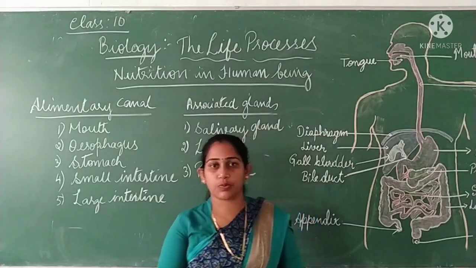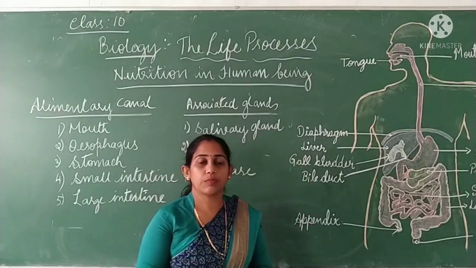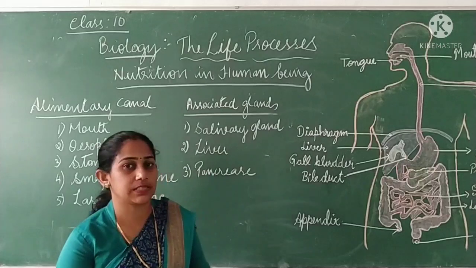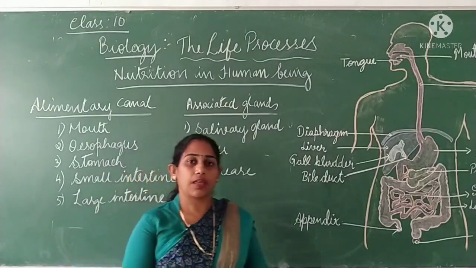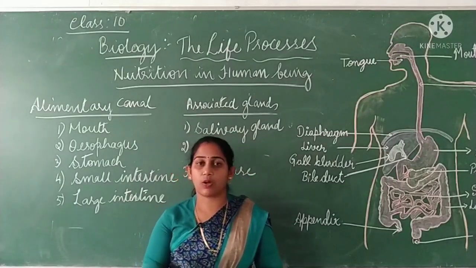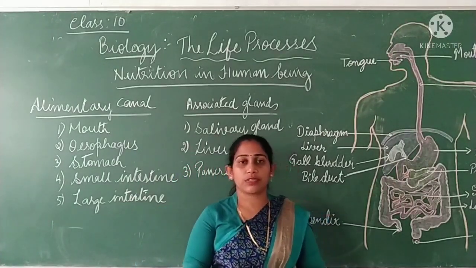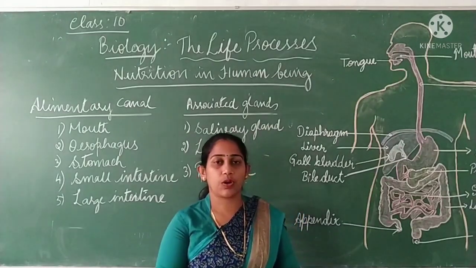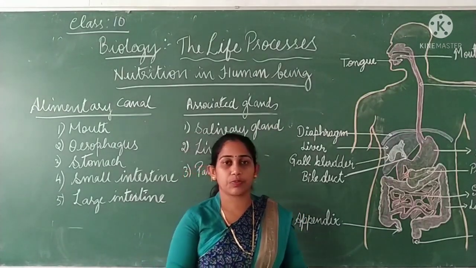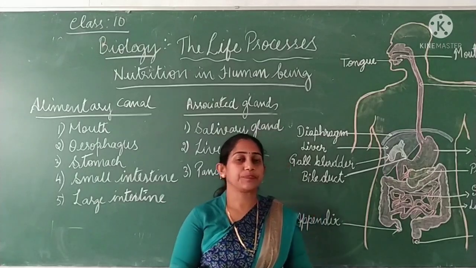the nutrition process. So in human beings the nutrition process takes place through the alimentary canal. It starts from the mouth and ends at the anus. Alimentary canal means it's a long tube which has different parts which carry out different functions. So throughout the alimentary canal the nutrition process happens, and it will be completed.